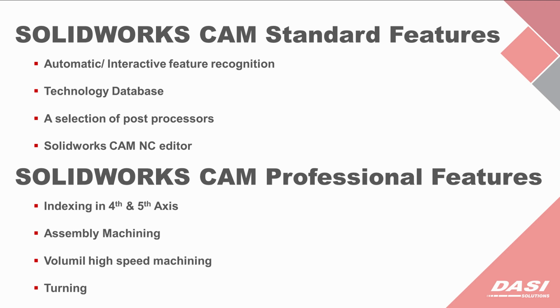If you want to upgrade to SOLIDWORKS CAM Professional, the additional features are indexing in the 4th and 5th axis, assembly machining, volume mill high-speed machining, and you also get access to turning.